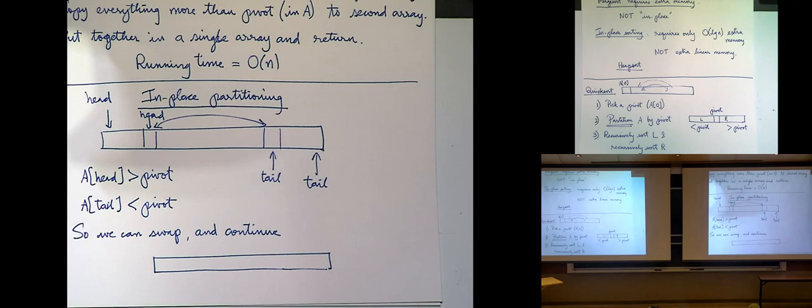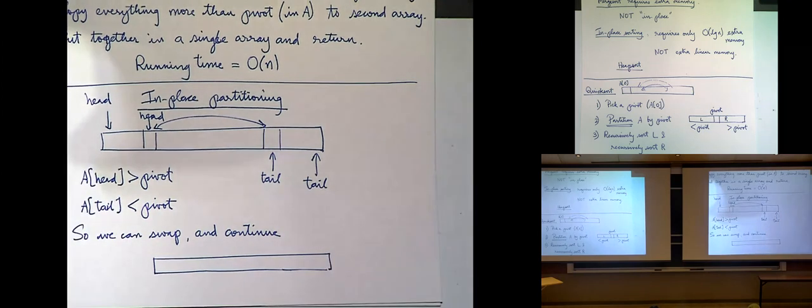No, so you should think of the pivot as just some value that you're partitioning with. Conventionally, it's A0. Okay?